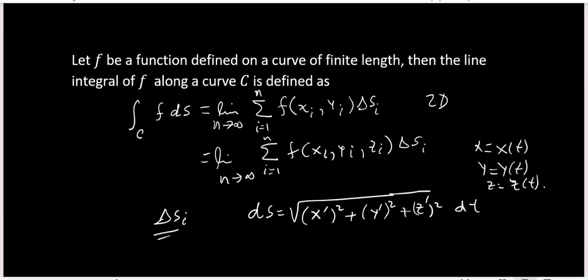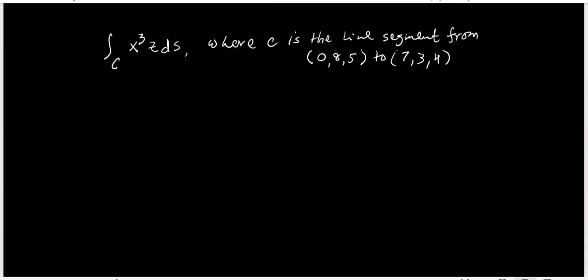So we'll take an example. All right, we have an example where we are taking the line integral along the curve C of the function x cubed z ds, where C is the line segment from (0, 8, 5) to (7, 3, 4).